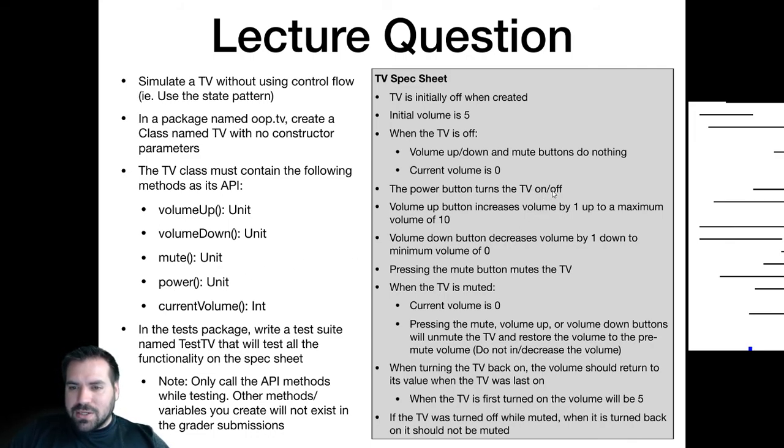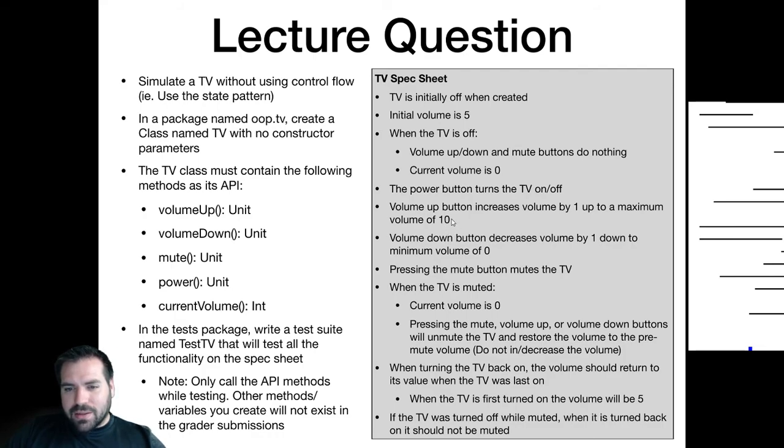So you can see that as 2 states. You can see where the states are coming in here. The volume up button increases the volume by 1 up to a maximum of 10. The volume down button decreases the volume by 1 to a minimum of 0, which at first glance seems like it requires an if statement.